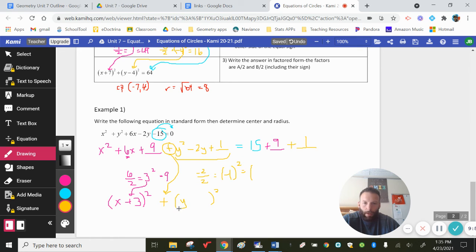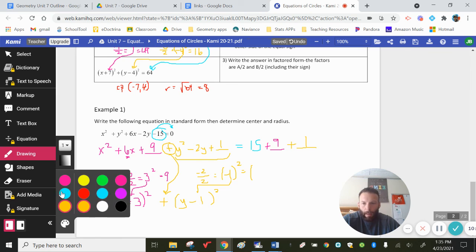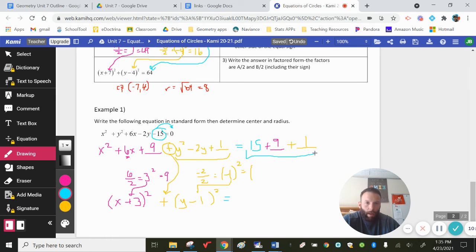So here's my y terms, and the number that's going to go right here is this -1. So it's going to go y minus 1 squared. And then lastly, I'm going to combine all of these like terms. 15 plus 9 is 24, plus 1 more is 25.